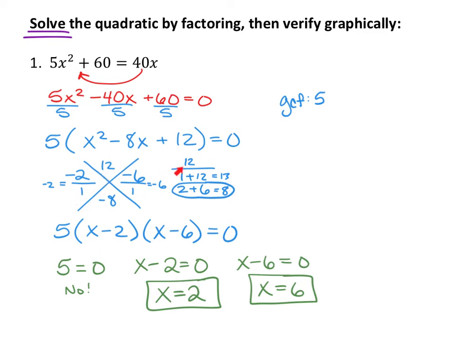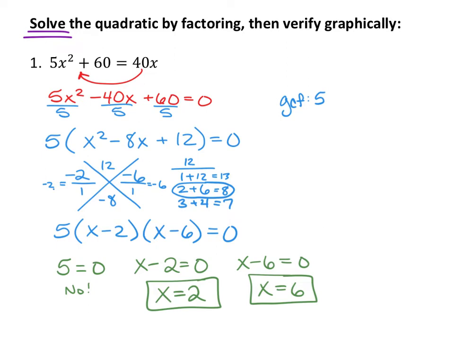Well, the things that multiply to 12 are 1 times 12, 2 times 6, and actually 3 times 4. Sorry, 3 times 4. But if I add all of those things, there's only one row that's going to give me 8. But it gave me positive 8, and I want negative 8. So instead of positive 2, positive 6, I'm going to use the opposite signs, negative 2, negative 6.